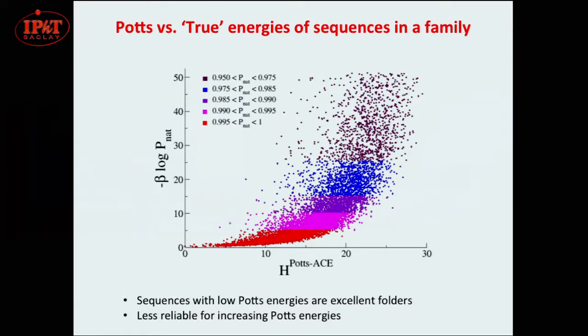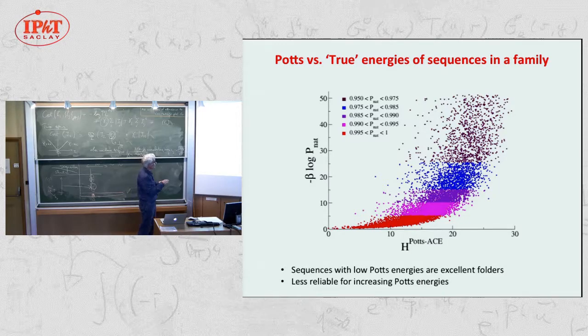So this is something similar here. You can show, for all the sequences which were generated, the true energy, which is minus beta log of probability of folding from the true model, compared to the energy of the Hamiltonian you have inferred. You see clearly some kind of monotonous relation. But there are a few things to notice. One is that very high energy in the Potts model, if you go above 20 or so, seems to be quite uncorrelated with the true energy.